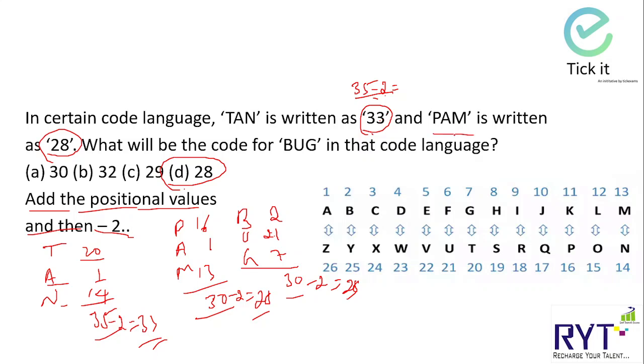In the same way, PAM: P is 16, A is 1 and M is 13. If I add, I get 30. I'll follow the same logic. 30 minus 2 is equal to 28. As you can see, the question has 28. So we got the logic now. We have to add all the place values and then subtract 2. BUG: B is 2, U is 21, G is 7. So totally 30, but the logic is minus 2. So 30 minus 2 is equal to 28. So option D, 28, is the right answer.